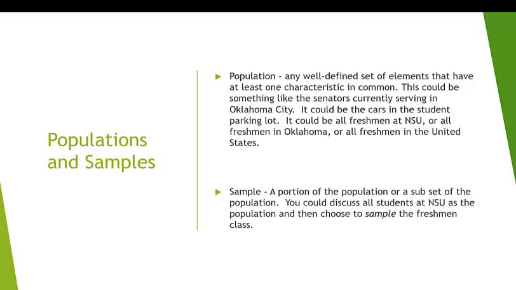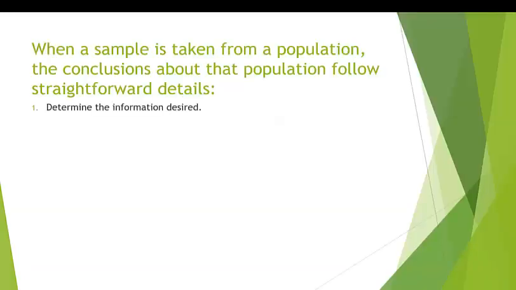You may be asking yourself, why are we taking a sample instead of just looking at every student at the university? Well, what if we define our population as every freshman in Oklahoma, or beyond that, every freshman in the United States? We're not going to be able to study all of those people. So we have to get a subset of them, and that will be our sample. Two important concepts to understand: population and sample.